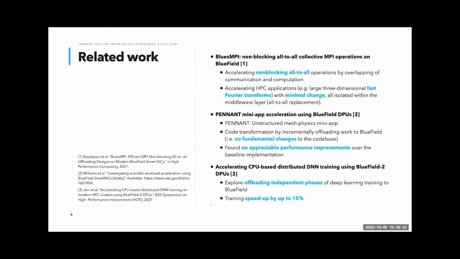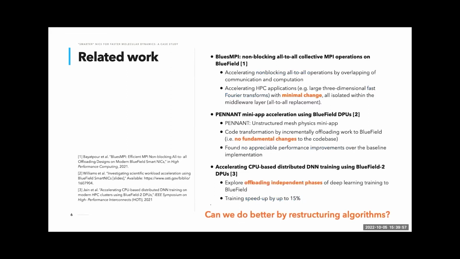Another work is accelerating CPU-based distributed DNN training using BlueField-2 DPUs. They explore offloading independent phases of deep learning training to BlueField, and they can improve the performance of training by up to 15%. In all these works, they relied on middleware porting or simple offload schemes, with no fundamental changes to the algorithm. Can we do better by restructuring algorithms?